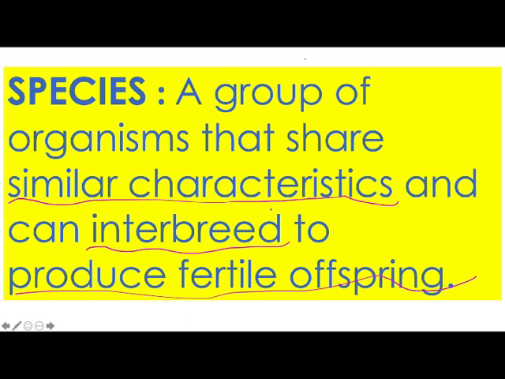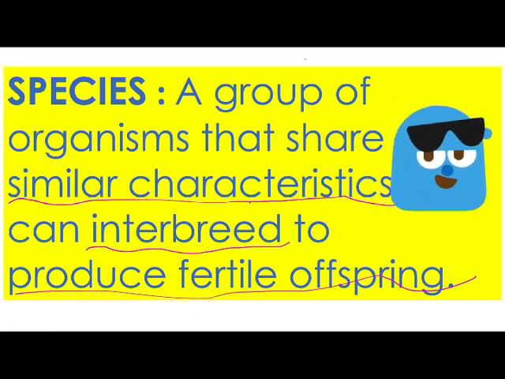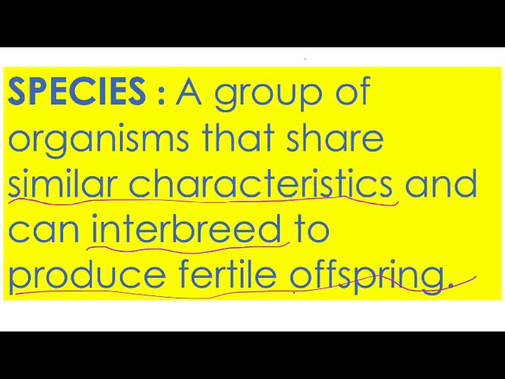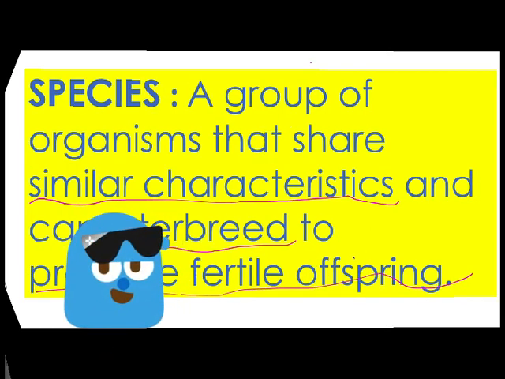For example, they must share similar characteristics, meaning they should look more or less similar. They should be able to interbreed. And the offspring that comes from them must also be able to breed thereafter. So that's what we need to look at.